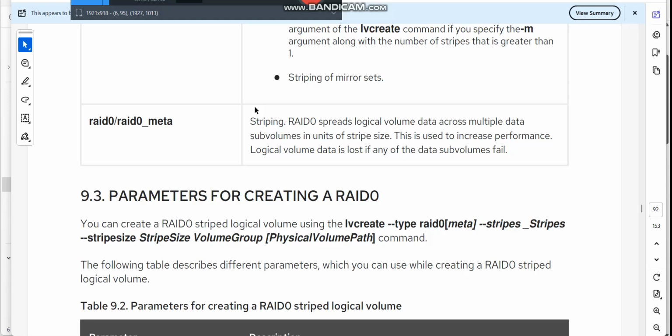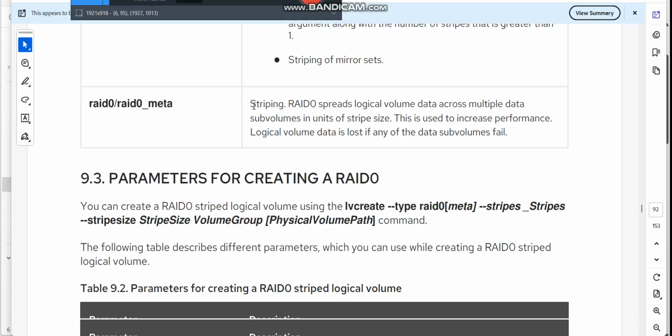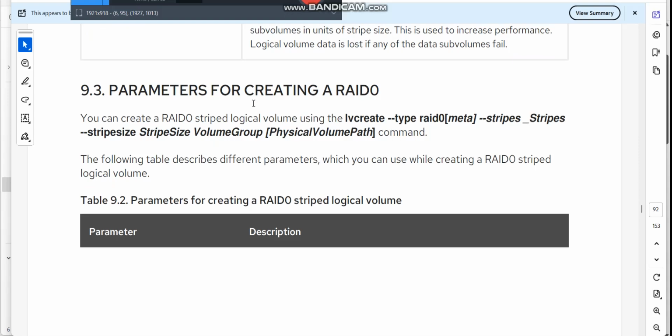Striping, raid0, spreads logical volume data across multiple data subvolumes in units of stripe size. This is used to increase performance. Logical volume data is lost if any of the data subvolumes fail. Parameters for creating a raid0. You can create a raid0 striped logical volume using the lvcreate --type raid0[_meta] --stripes Stripes --stripesize StripeSize VolumeGroup [PhysicalVolumePath ...] command.